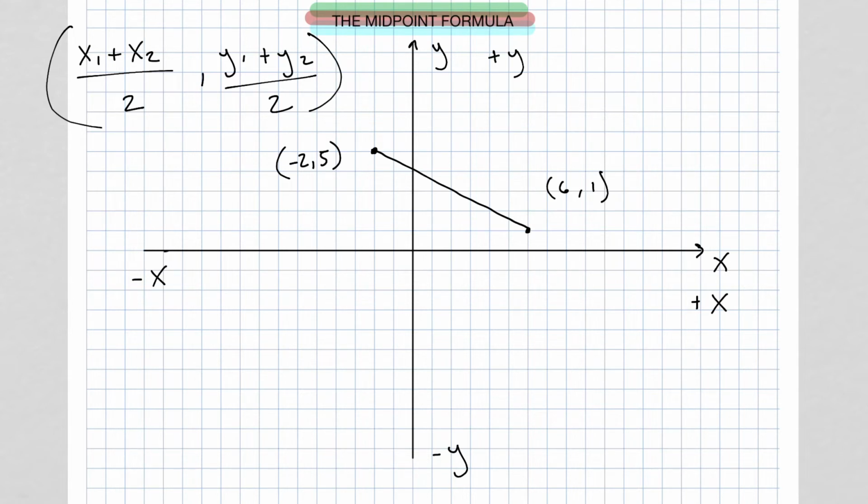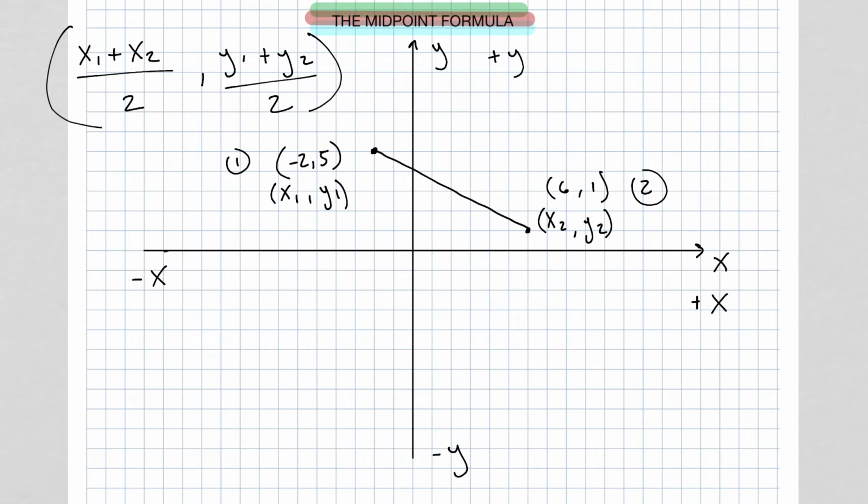Okay, so -2, 1, 2, up 5. Positive 5. Okay, so to the left 2 and up 5. That's our point, -2, comma 5. So now we need to figure out which one we want to have be point number 1 and point number 2. Okay, let's just say this is point number 1 and this one here will be point number 2. So that means this is x1, y1, and this is x2, y2.